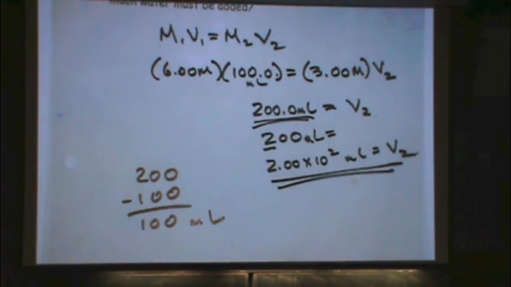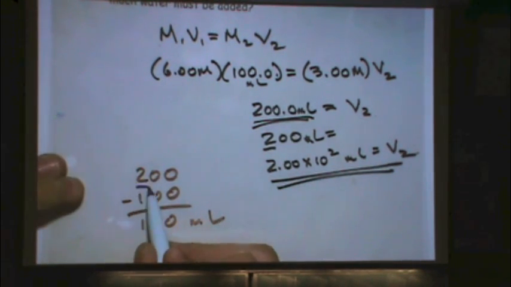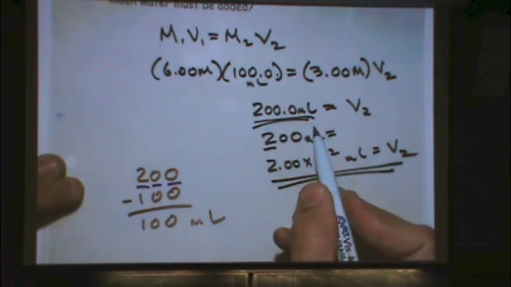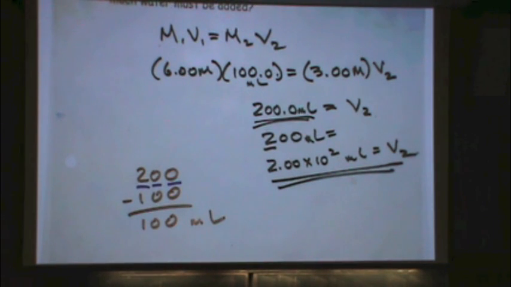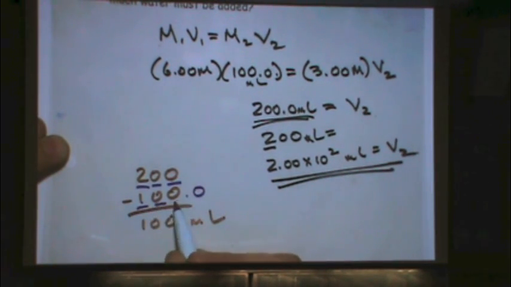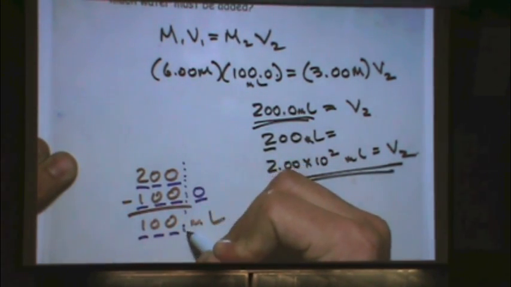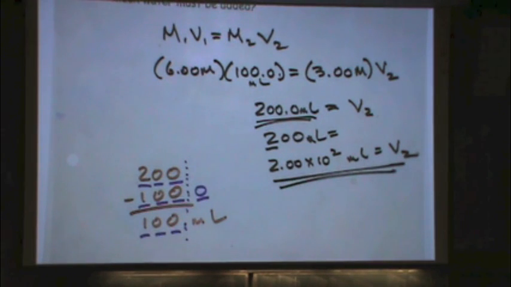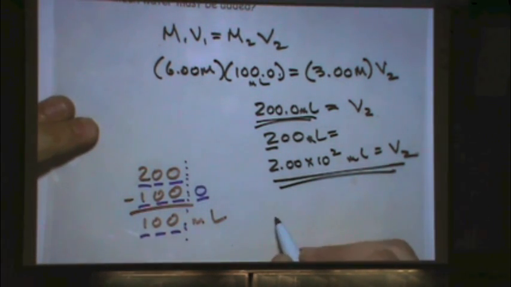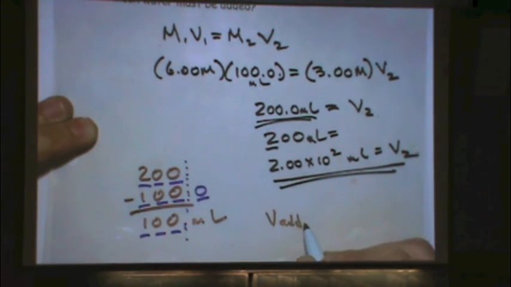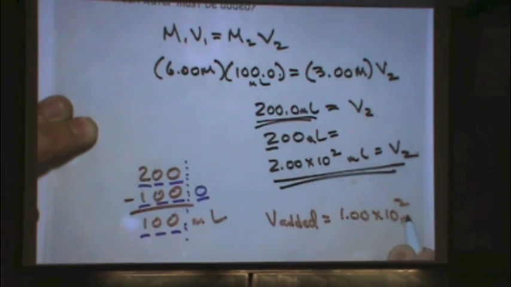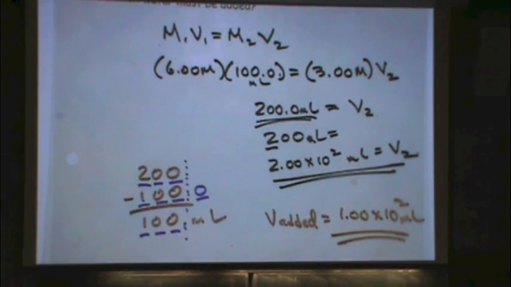Okay. The top one has 3 sig figs, right? We determined 3. The bottom one has actually 4. So my answer will have how many? 3. Yeah. It's by this line right here, because of the 0 of the 200. So my answer is, for V added, volume added, 1.00 times 10 to the 2 milliliters. 3 sig figs. Make sure you got your sig figs all straight.